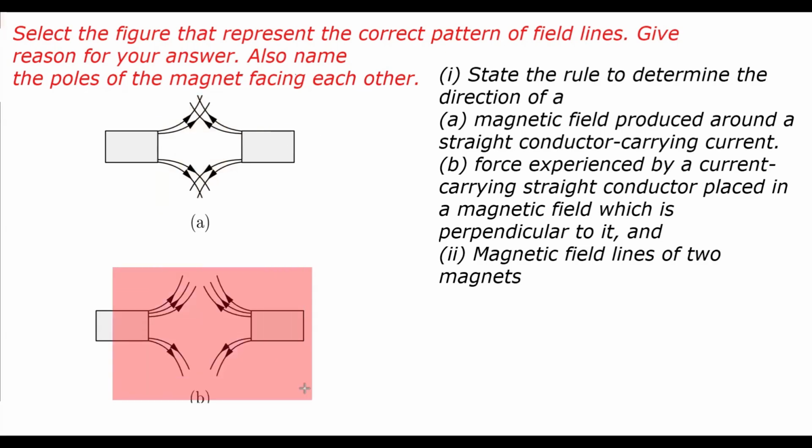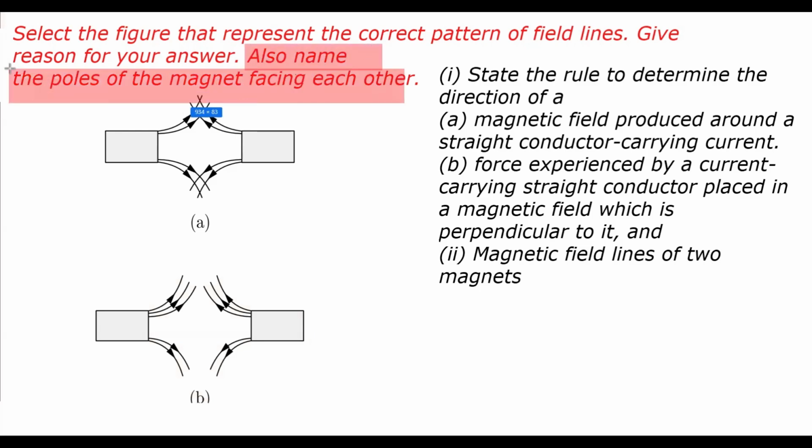Look into this. The diagram is correct, this one. But then we also have to name the poles facing each other. What you know is that magnetic field lines arise from the north and merge at the south. So this must be the north and this other end has to be south. Here too you can see the magnetic field lines are arising from this end. So this is going to be north and this is south, right? That was the first question.